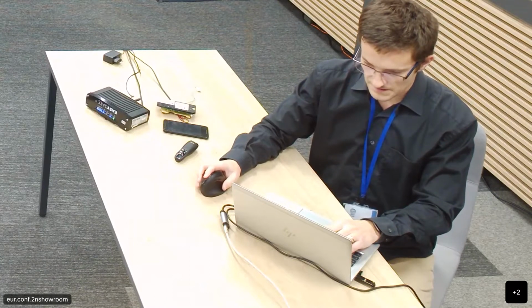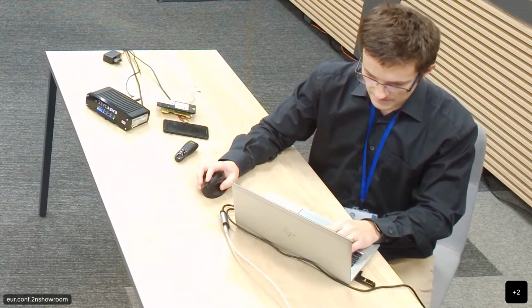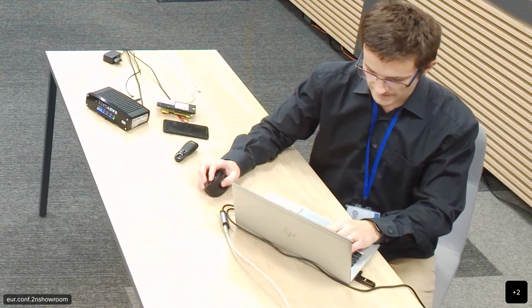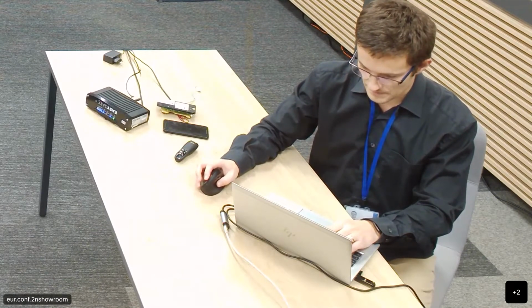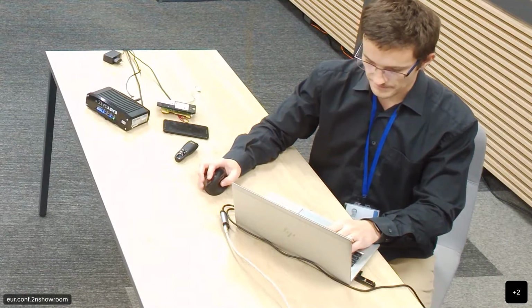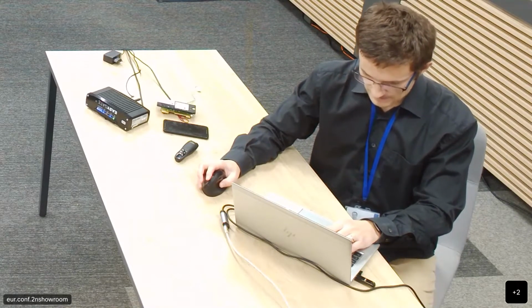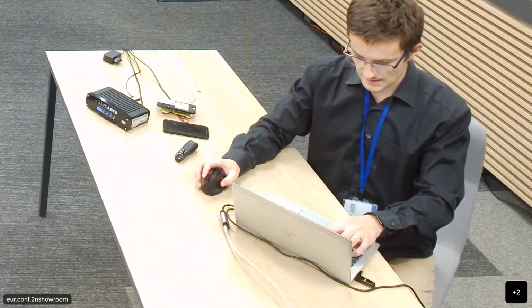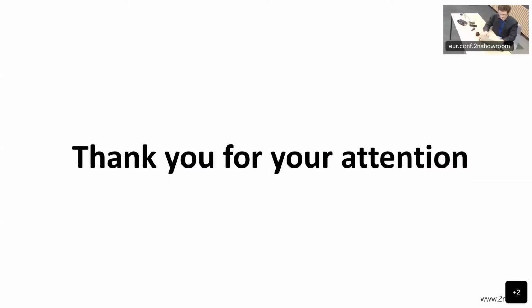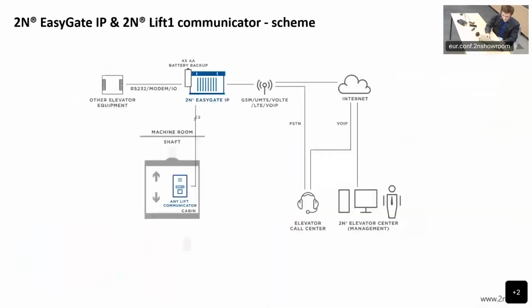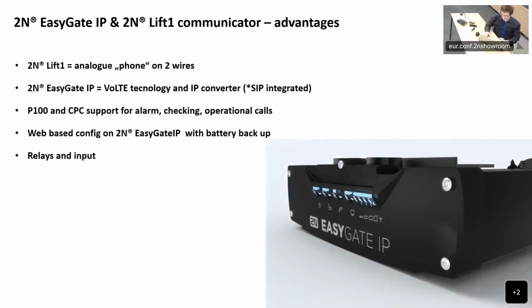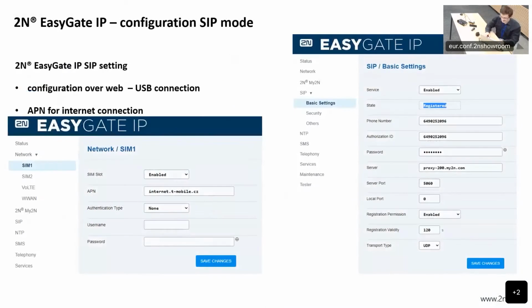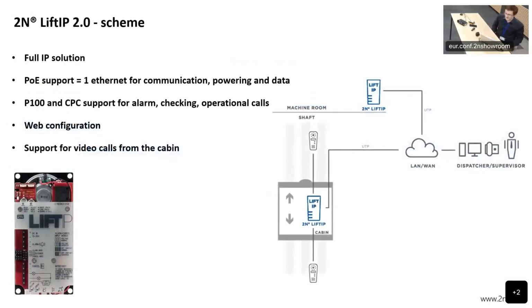Okay, I will switch again to the presentation, and I will show you what we have next. Yeah, this one. Sorry. Okay, perfect. So this is our Easygate IP, and the next one we have is Lift IP.